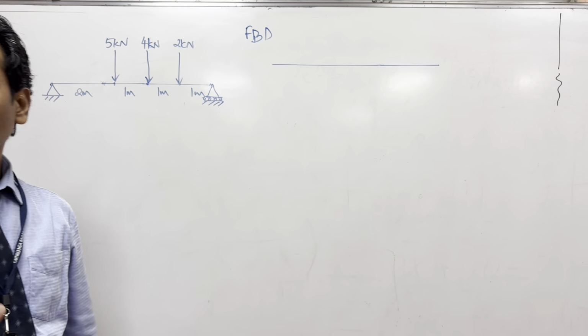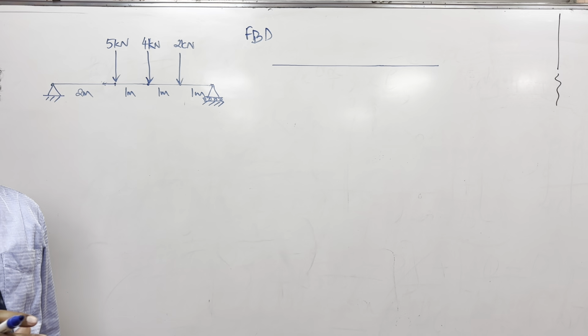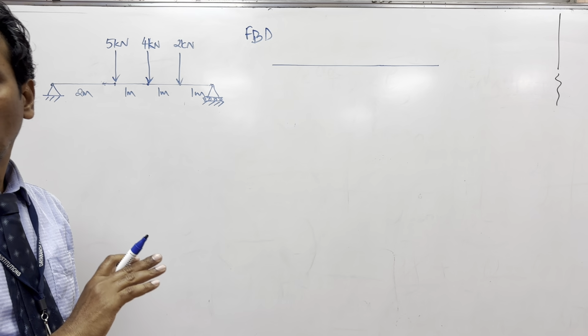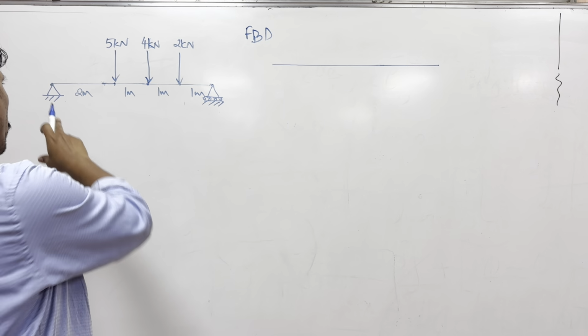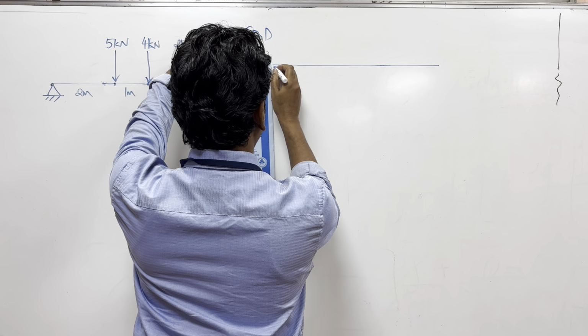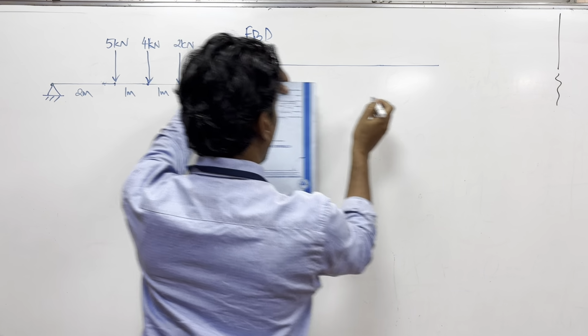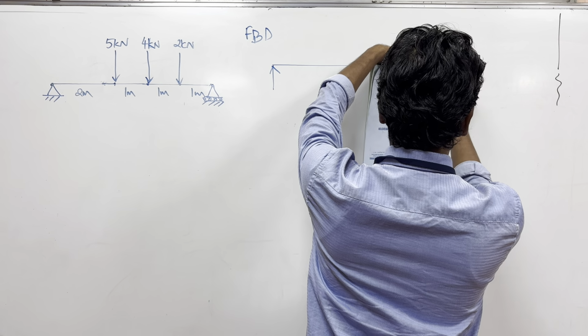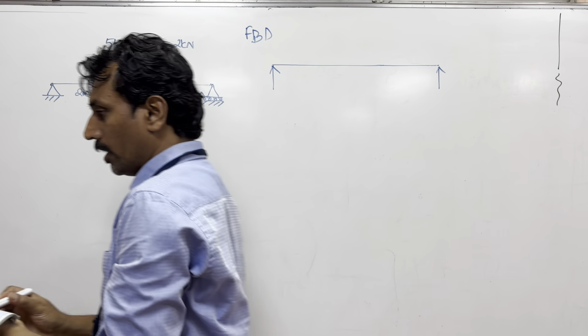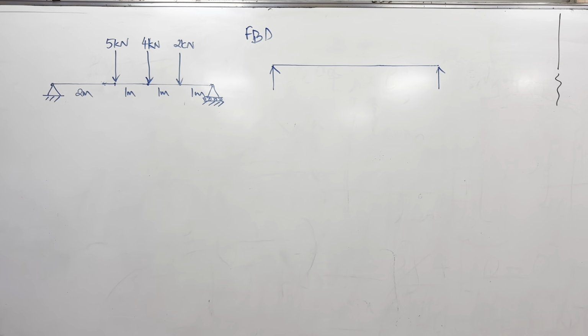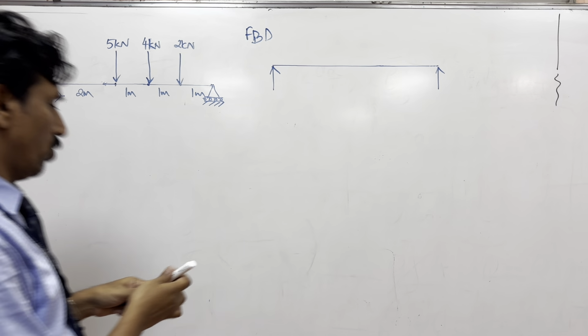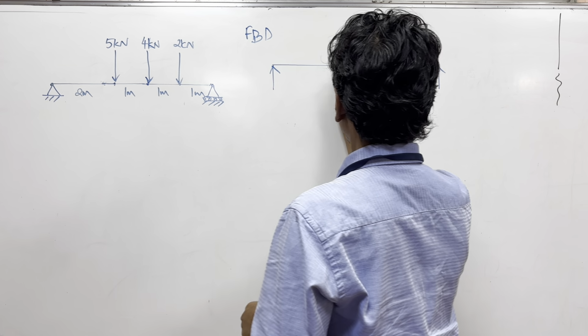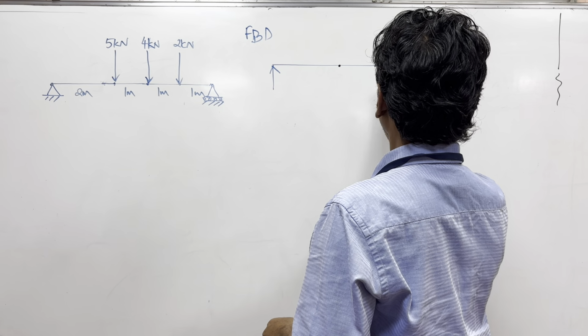So free body diagram refers to only forces acting on it and there are no supports shown. So what these two supports are actually doing is they are trying to support with a vertical force like this. So I'm now trying to do this and then I will try to add the loads. Loads, one at 2 meters and one at 1 meter.